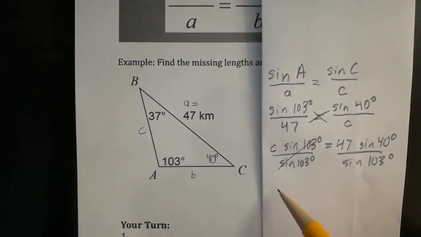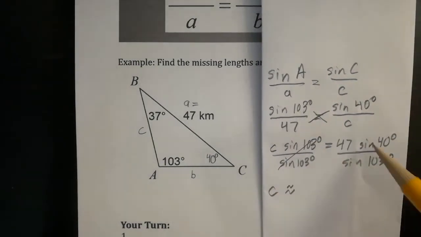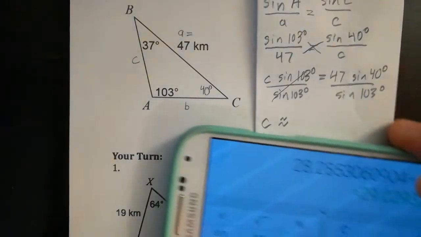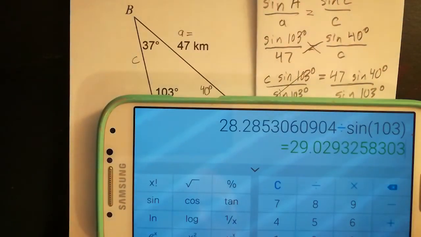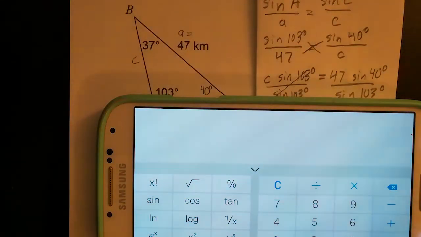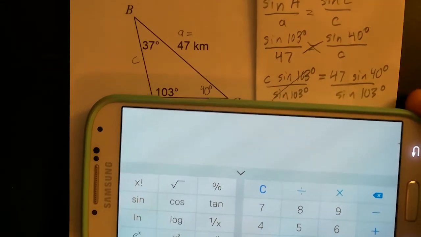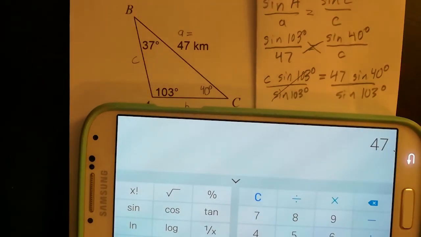And we get C is approximately equal to whatever this is. I'll go ahead and put that in my calculator here. So, all right. So 47 times sine 40.